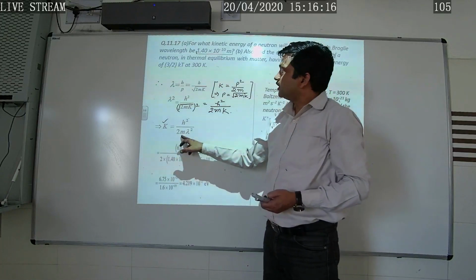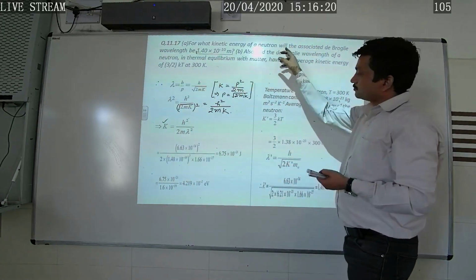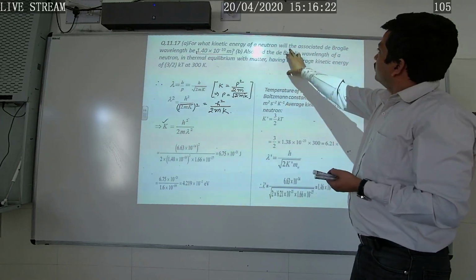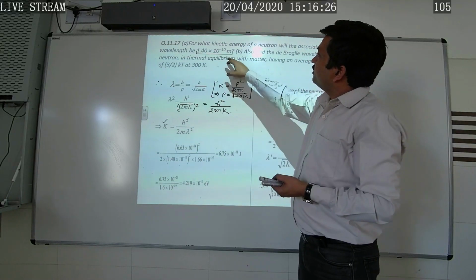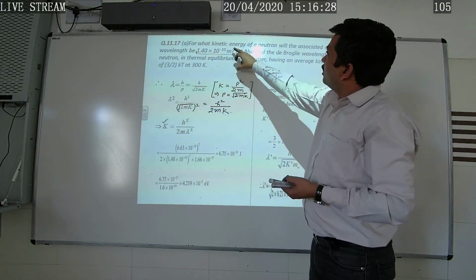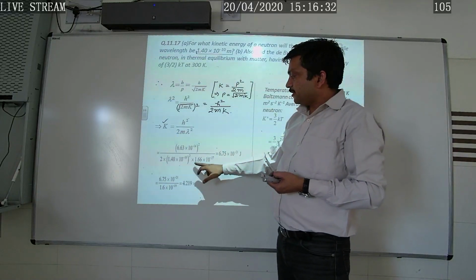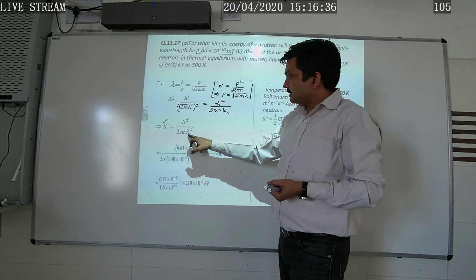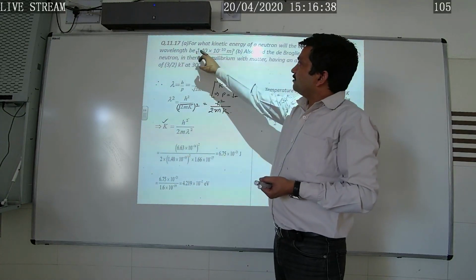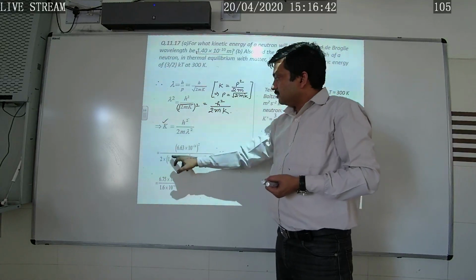Substituting the values, what is m here? This is the neutron mass. So the mass of the neutron we already know, 1.66 into 10 to the minus 27 kilogram, and this lambda is the wavelength, 1.40 into 10 to the power minus 10 meter.